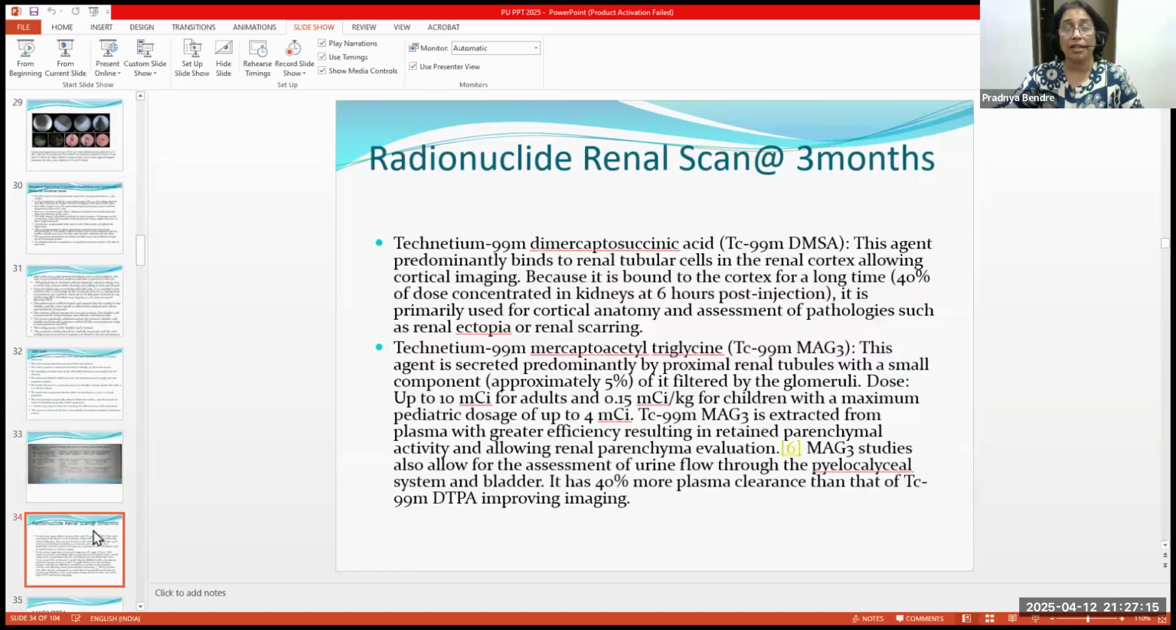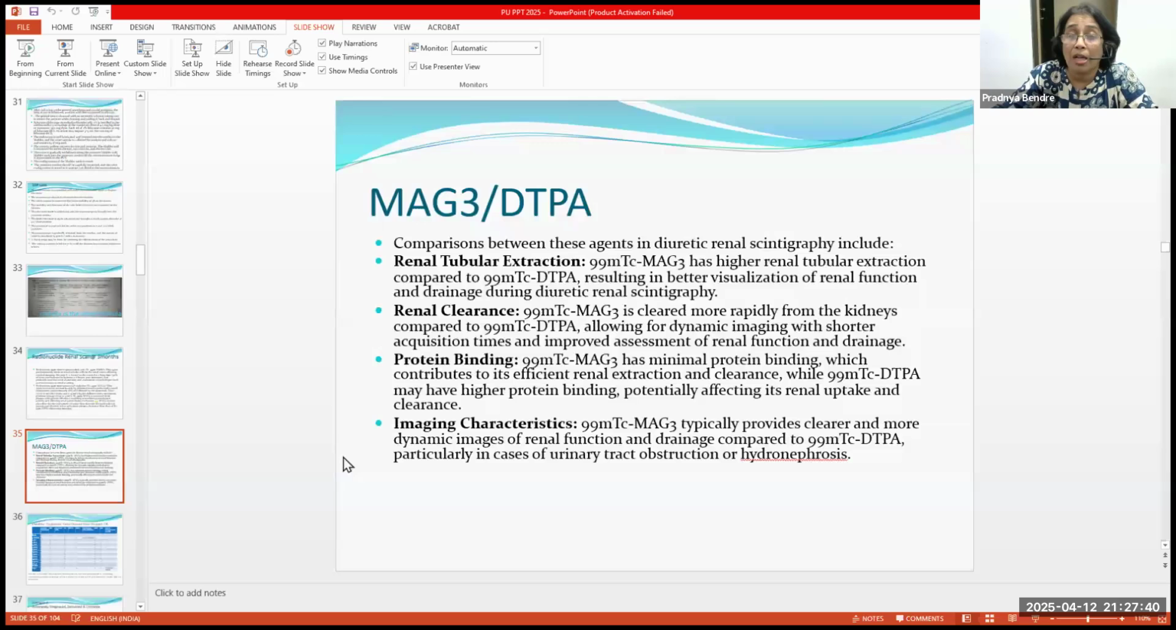Radionuclide scans are done at the follow-up period. Generally, one baseline scan is obtained. One is DMSA if there is VUR, and MAG3. MAG3 will tell you the excretory function, and DMSA will tell you about the parenchyma. This is a very crowded slide, but you can take a pic because every detail about both the scans is given in this slide, and these are the commoner questions that would be asked.